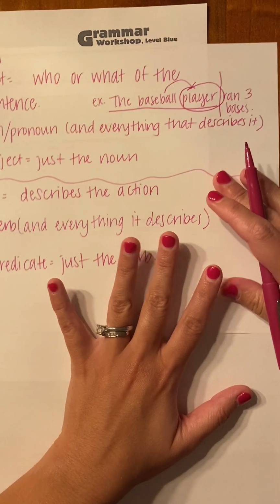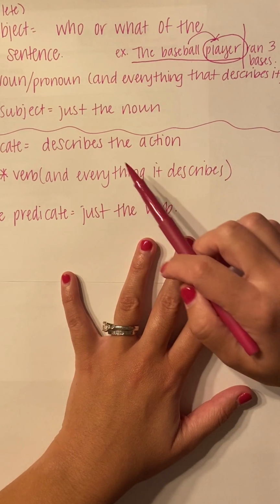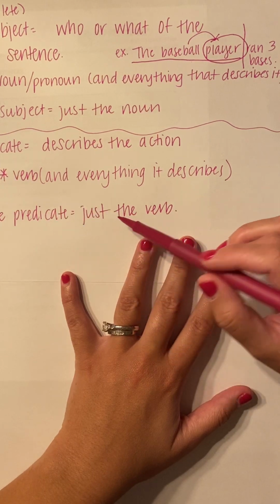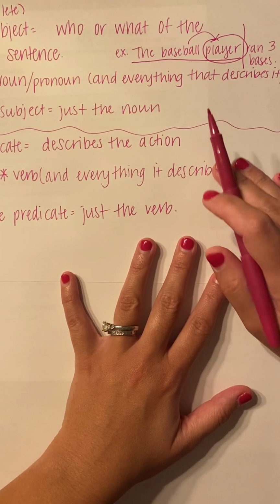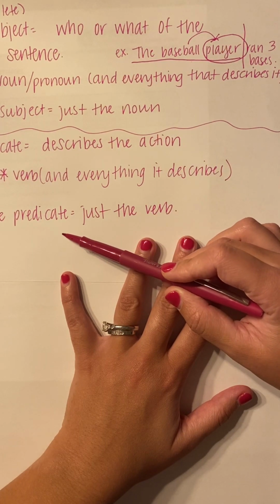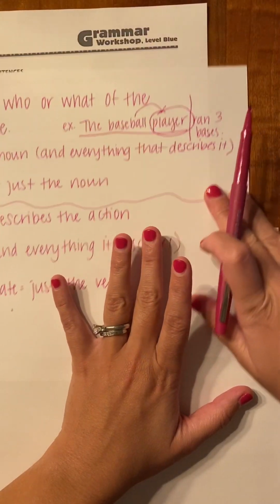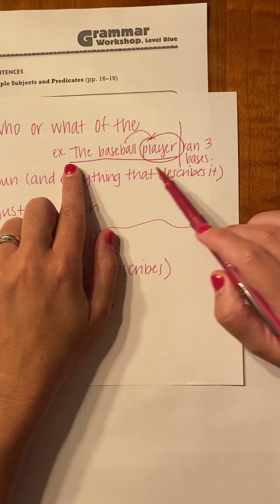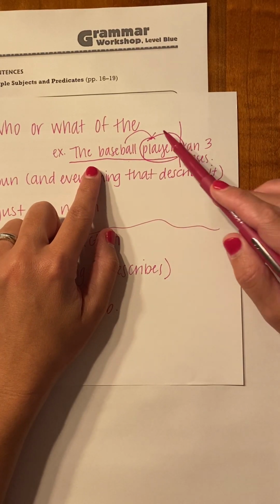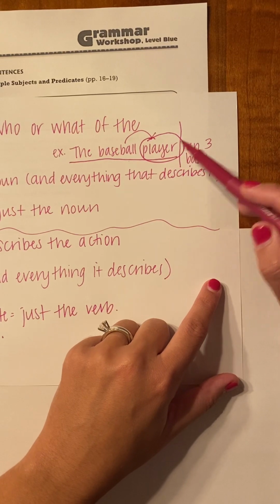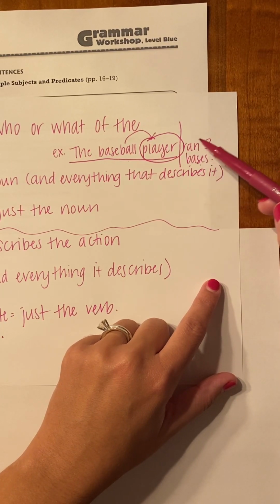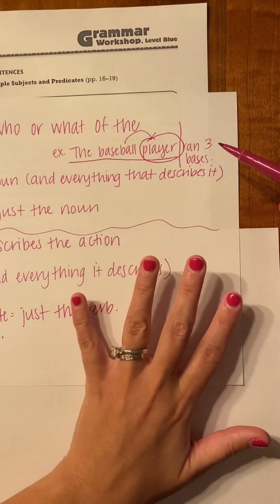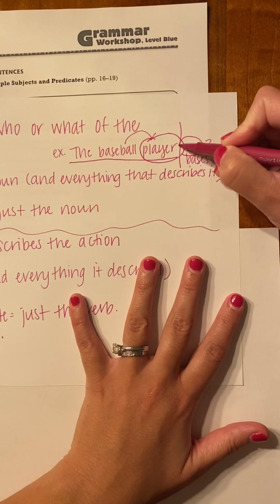Okay? When we think about predicates, these are things that describe the action of the sentence. It's usually the verb, then everything that describes it, give details, all of that. If we're trying to find the simple predicate, we're looking for just the verb. Okay, let's come back to this example that we started earlier. The baseball player ran 3 bases. So we know that this is our complete subject, the baseball player. The simple subject is just player. Ran 3 bases. So if we think about it, that's all the things describing what this player did. But what is the one verb, right? The one verb is ran.